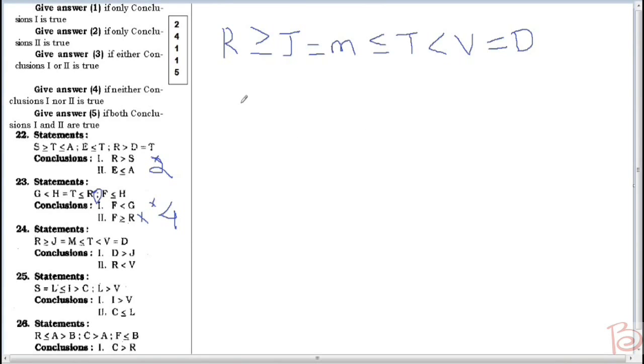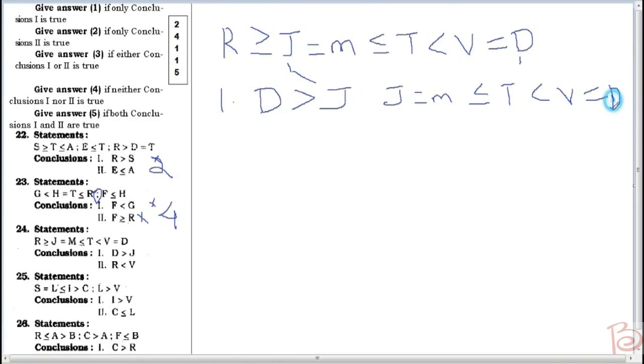Okay, and let's go for the conclusion straight away, that is D greater than J. So J is here and D is here, so I'm going to write it as J equal to M less than or equal to T less than V, that is equal to D. Okay, from this I can conclude that J is less than D. From this statement we can clearly say that J is less than D, and that is what they have given. They have given it as D is greater than J, so the first option is right. Okay, let's go for the second conclusion.